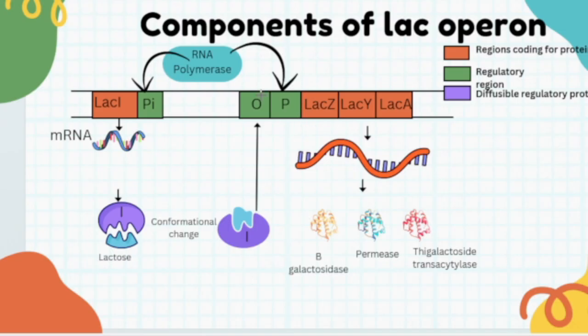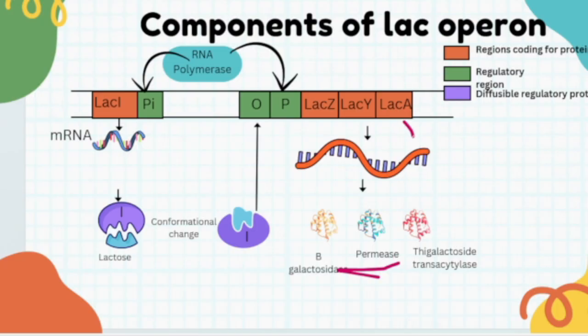Then the next one is the Lac Y. The role of this Lac Y gene is the production of the permease enzyme. It codes for the enzyme permease. From the name permease, it is something to do with permeability. That means it is the enzyme which is responsible for the uptake of lactose into the cell. It allows the lactose from the culture medium to enter into the cell. So it has the function of permeability. So that is the permease.